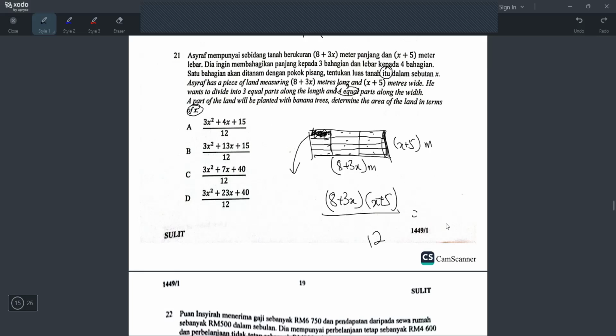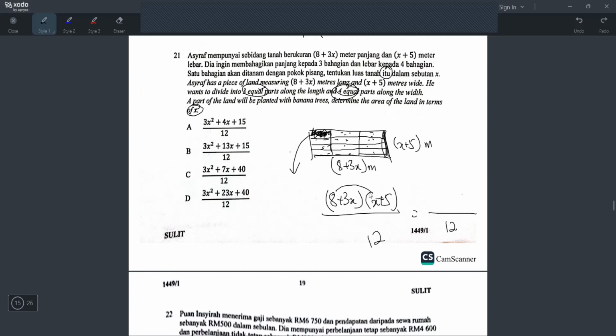Okay, so now I'll explain this lah. I want you to know something. All these parts should have the same size. Even though my drawing doesn't look like they have the same size, it is the same size because I divided into 3 equal parts along the length and 4 equal parts along the width. So definitely all these rectangles will have the same size. That's why you can divide by 12 lah.